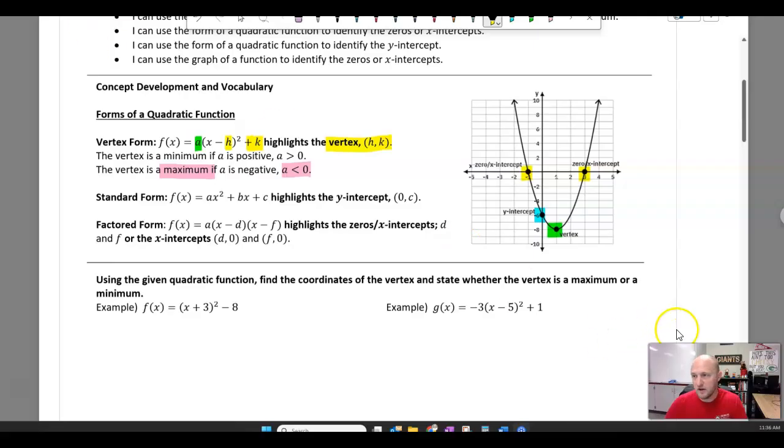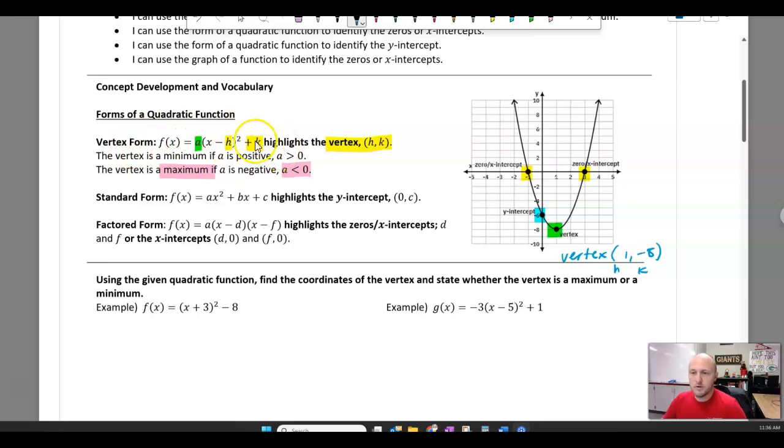Normally, the parent graph of a parabola is at 0, 0. So if I plug in 0, I get 0 squared, which is at the origin, but we can move this graph. So in this example, we would have a vertex at 1 comma -8. It would have an h value of 1 and a k value of -8. Okay, so that's vertex form.